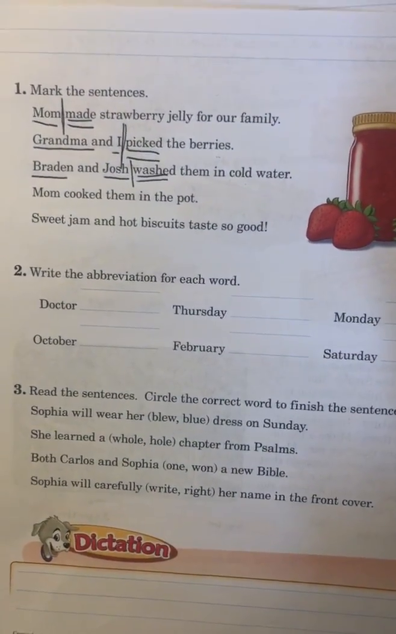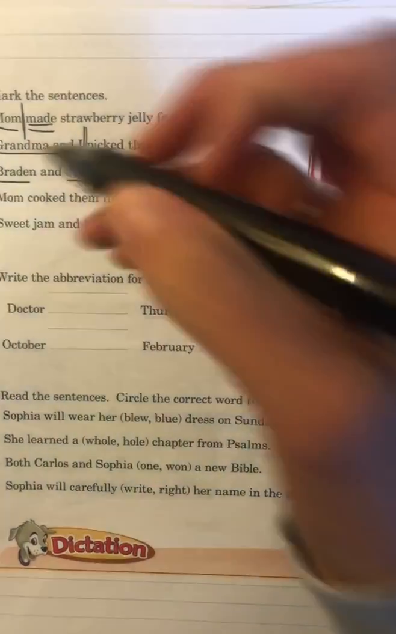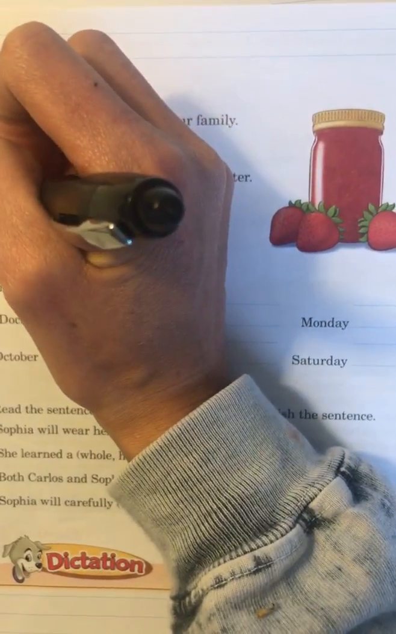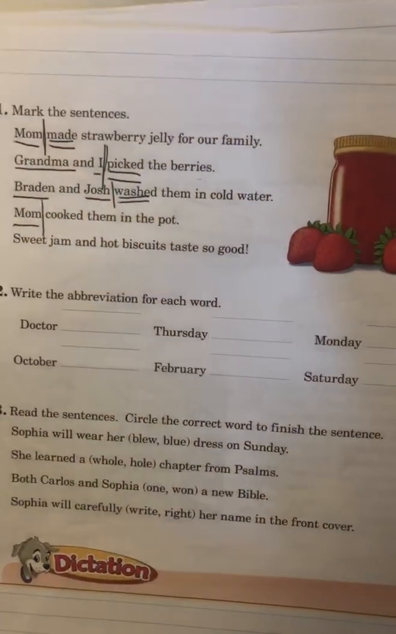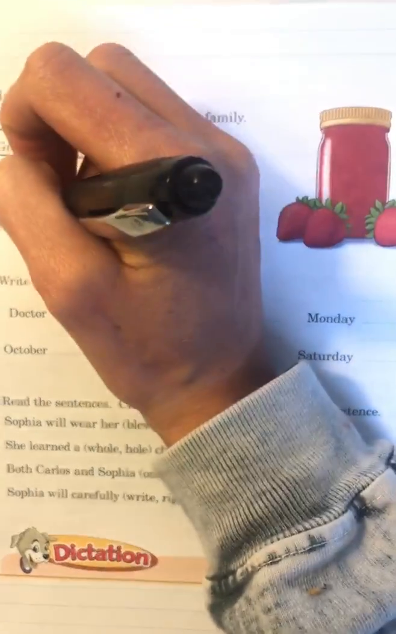Mom cooked them in the pot. Who? Mom. That separates our subject and predicate. And what did Mom do? She cooked them.